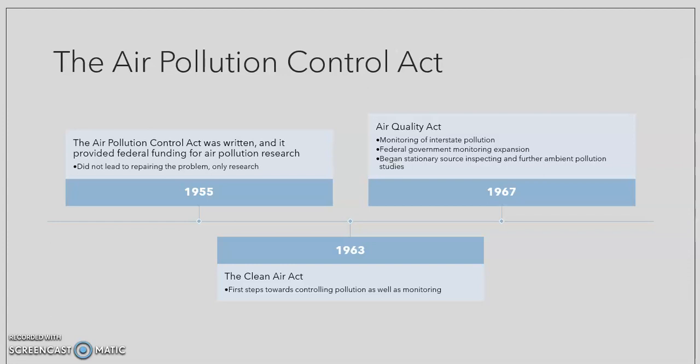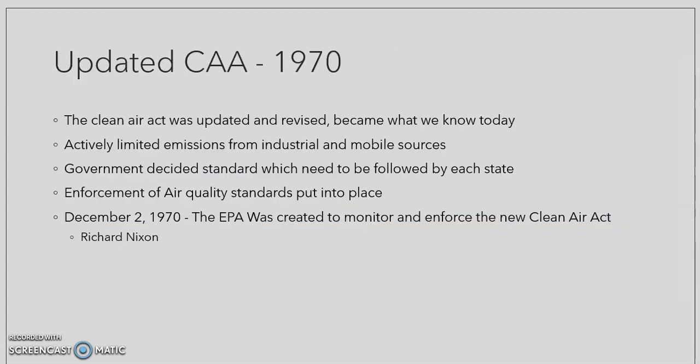Then in 1967, we have the Air Quality Act. So this was when the monitoring of interstate pollution began, because it was apparent that pollution wasn't only affecting the places where the pollution was sourced from, and it was actually having negative impacts on the entire country and possibly the whole planet. So that is when the federal government started expanding their monitoring and started doing inspections of industries and ambient pollution studies.